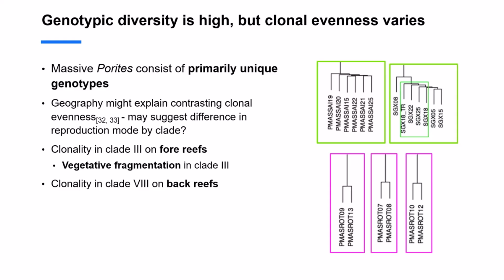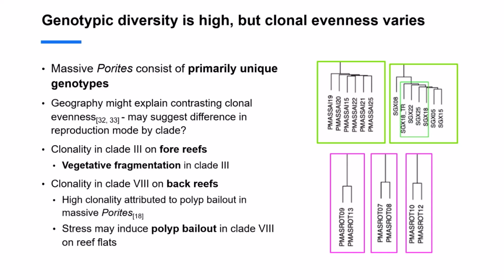Clonality in clade 8, on the other hand, is dominated by distribution on the back reef. The examples here are from the back reefs on Rota. In those examples, I suspect that polyp bailout might be the mechanism that generated these clonal groups. High clonality has been attributed to polyp bailout in massive Porites before, and in that example, stress was the primary cause. So these highly stressful, by comparison, back reef habitats might be inducing polyp bailout in this group in these few examples.